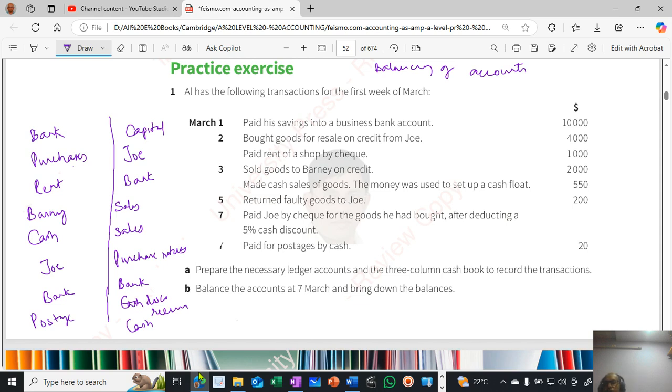Now we have to prepare all these accounts: bank account, capital account, purchases account, Joe account. Prepare the necessary ledger accounts and a three column cash book to record the transactions. Most of the entries will come in the cash book, and some entries will come in ledger accounts. Then balance the accounts at 31st March and bring down the balances. So we have to balance also.